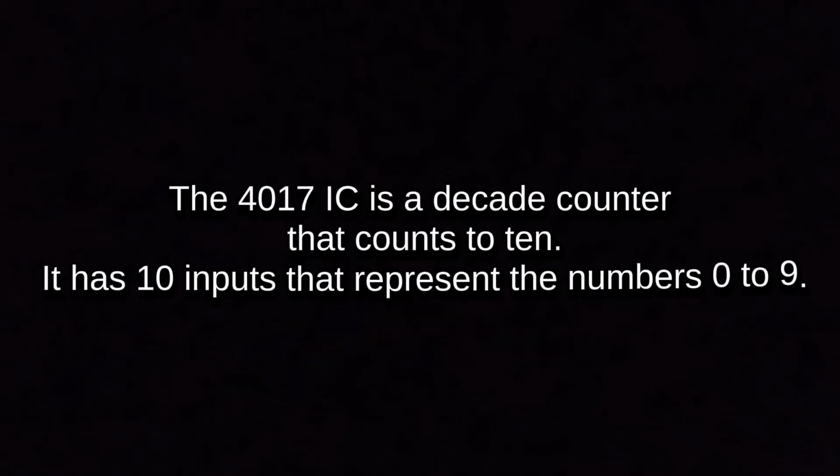The CD4017 IC is a decade counter that counts to 10. It has 10 outputs that represent the numbers 0 to 9. The counter increases by one with every rising clock pulse. After the counter has reached 9, it starts again from 0 with the next clock pulse.